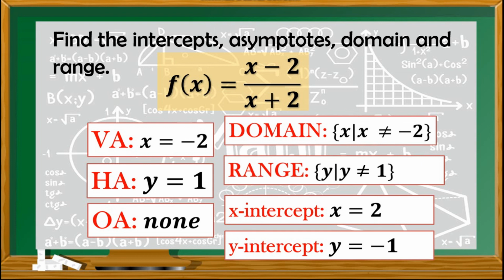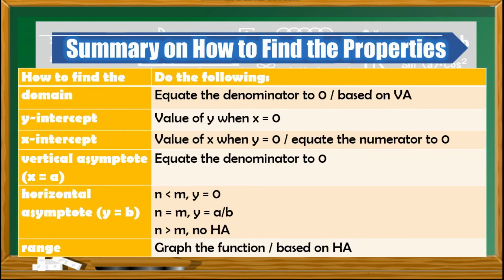If yes, great job. Now, here is the summary on how to find the properties. For the domain, just simply equate the denominator to 0 or base your answer on your vertical asymptote. For the y-intercept, it is the value of y when x is 0. For the x-intercept, it is the value of x when y is 0, or equate the numerator to 0. For the vertical asymptote, just simply equate the denominator to 0.